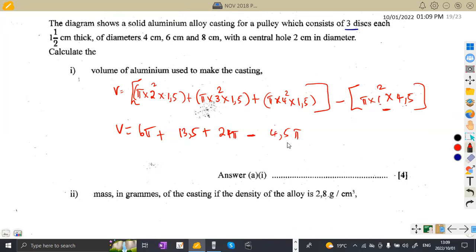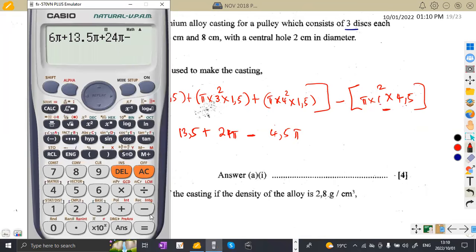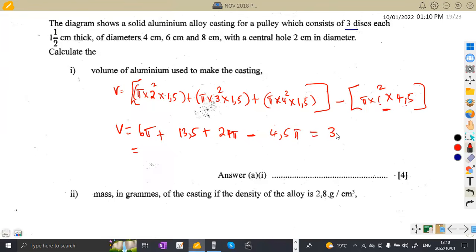So what I'm saying, guys, you're going to use your calculator. On your calculator, this is what you're going to have: 6 pi like this, then you use the pi on your calculator. So mine is like this. Okay, plus 13,5 pi. You do the same, plus 24 pi, minus the other one, which is 4,5 pi. Okay, like this. So it's going to be 39 pi.